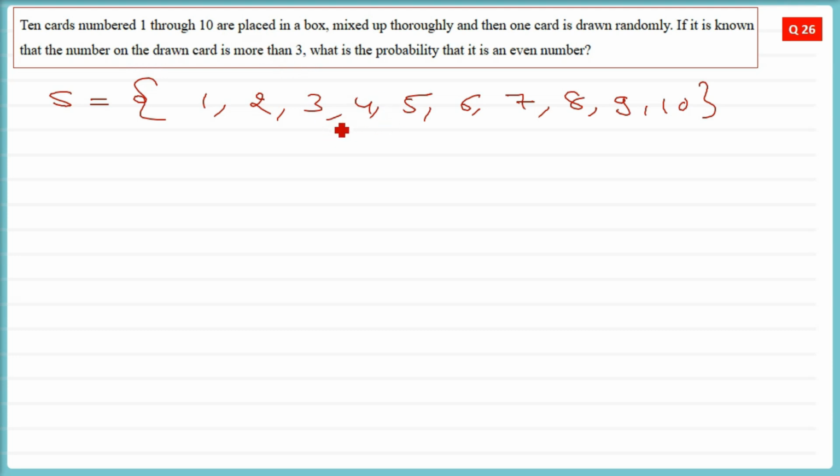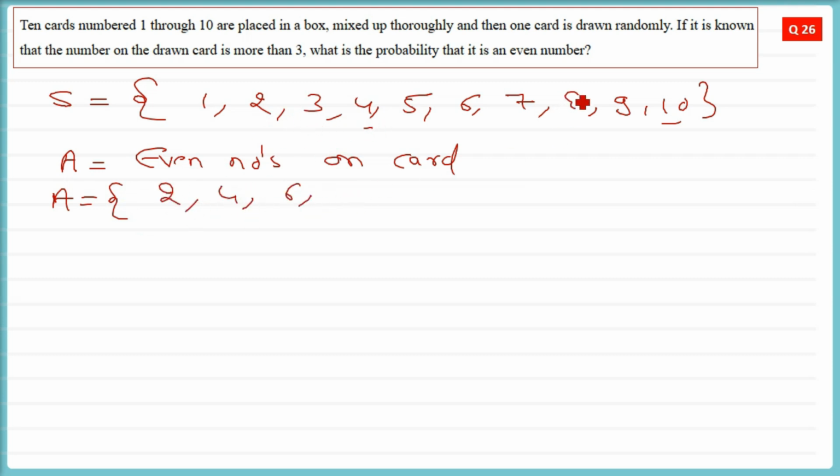So it is from 4 to 10. If it is known that the number on the card is more than 3, it is already known that the number on the card is from 4 to 10. What is the probability that it is an even number? So we'll make two different events. A is even numbers on the card. It can be 2, 4, 6, 8, 10. So we are talking about even numbers on the card. So from 1 to 10, 2, 4, 6, 8, 10 are the even numbers on the card. Number of elements in A is how many? 5. Now B, we are making the number which appears is more than 3.